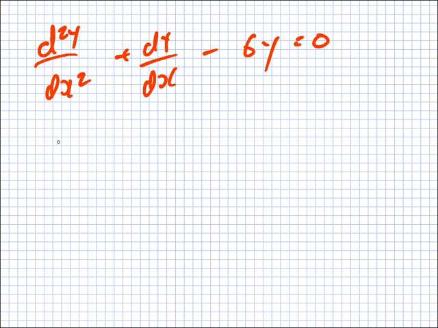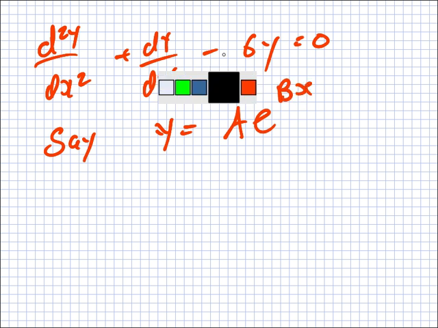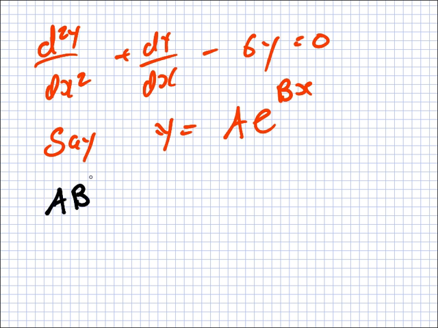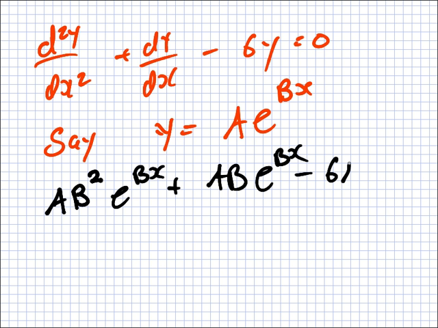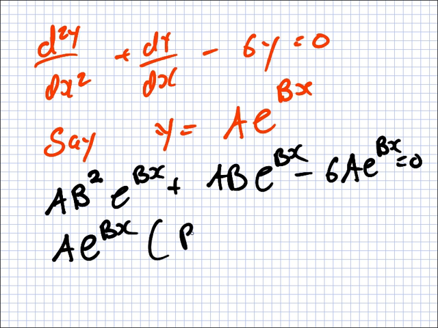Okay. So what you do is you say y equals a e^(bx). So what's the second derivative? That will be a b squared e^(bx), because the b comes down twice. And then the next one will be a b e^(bx). And the last one is 6a e^(bx) equals 0. Now you have a e^(bx) in common. b squared plus b minus 6 equals 0.